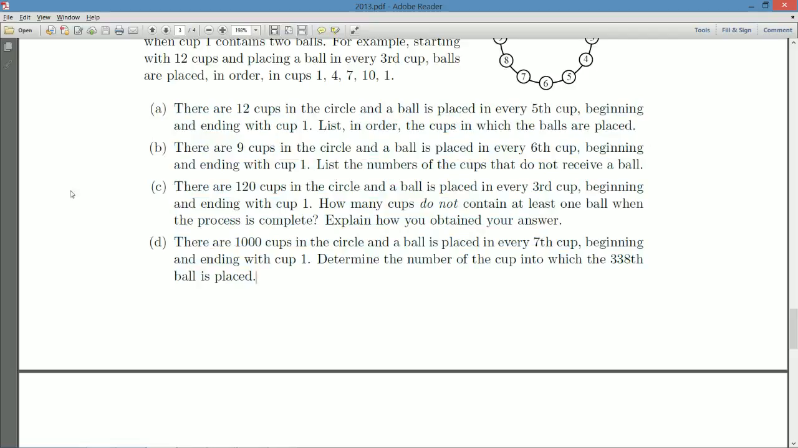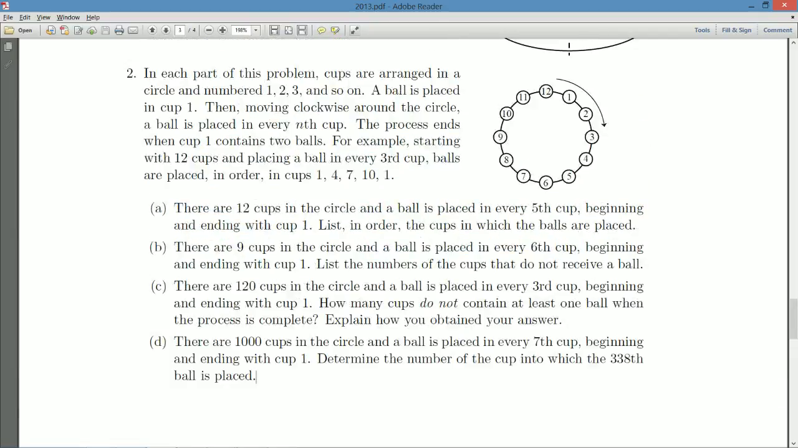But keeping our eye on the prize, that was question number 2. 4 good parts, interesting little modular arithmetic, counting sort of arguments. And, yeah, not a lot else to say.